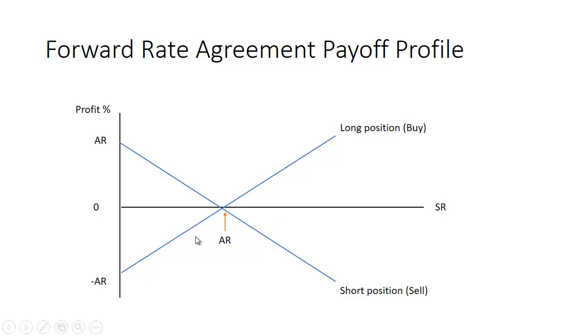However, if the interest rate, the settlement rate, is above this agreed upon rate, so if this were 2% and this were 3%, then the long position would receive a payout from the short position. Similarly, if the interest rate went down, let's say from 2% to 1%, the short position would receive money from the buyer of the position.